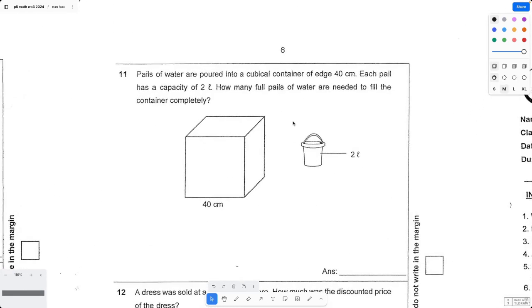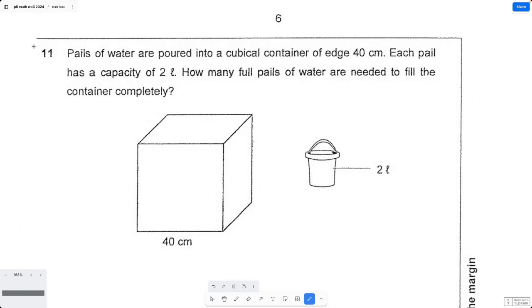Question 11. All right, so pails of water are poured into the cubical container of each side 40 centimeters. Each pail has a capacity of 2 liters. How many full pails of water are needed to fill the container?